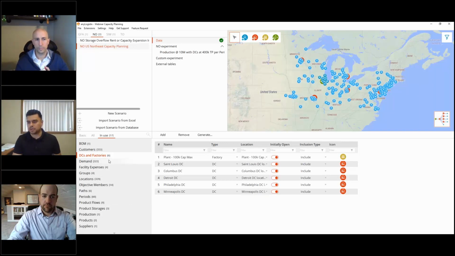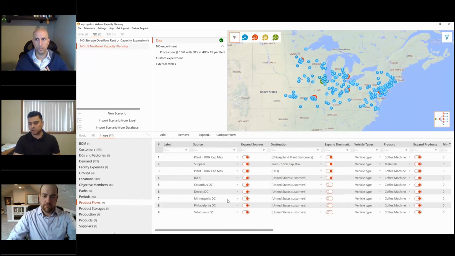Before we do that, I'm just going to take a look at a few tables so you can comprehend what's going on. For example, in the DCs and factories table, we see that we currently have all our DCs and our plant included. So we're going to include them as the potential current state. We're running this for 5 years on a per-month basis. We're going to take a look at our product flows.